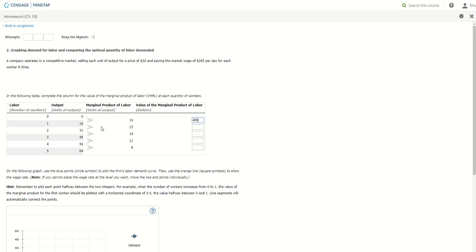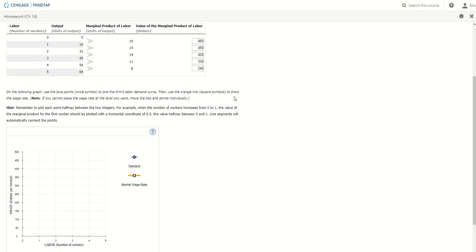480. And then the second is 15 times 30, that's going to be 450. 14 times 30 is 420. 11 times 30 is 330. And then 8 times 30 is 240. Okay, that's your VMPL. So just take the MPL times the price of the good. That is the VMPL.